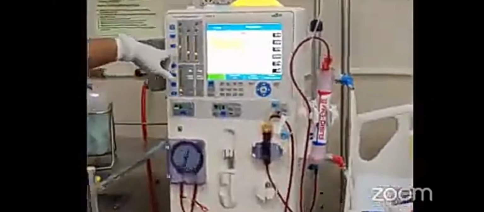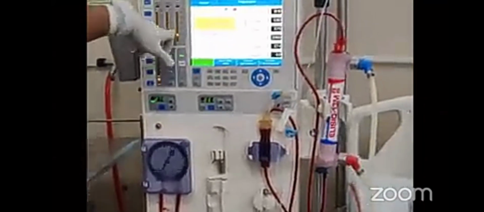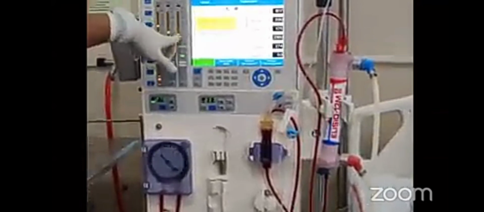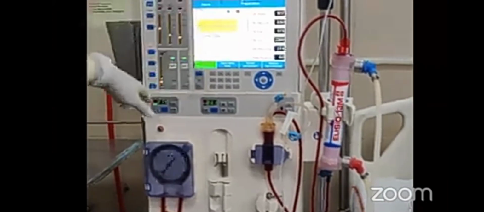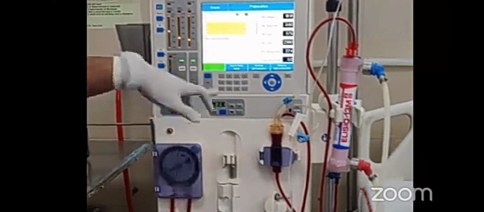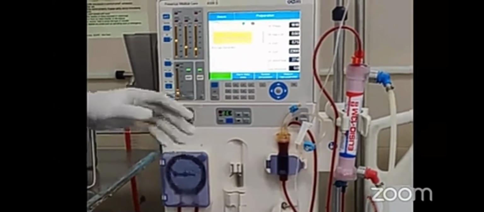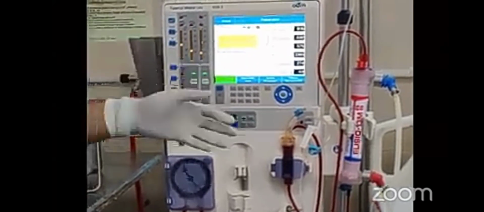As you can see here, this is the arterial pressure, which is normal, and the TMP is also normal. There are no alarms. Conductivity, as we can see here, is set at 135. The normal conductivity on the machine is 135. We keep it up to 145. Now, as per the sodium, we have to change the conductivity.